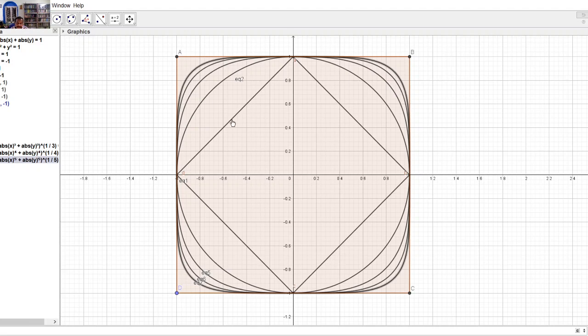So this is the unit circle with respect to 1 norm. This is the unit circle with respect to 2 norm. Unit circle with respect to 3 norm. Unit circle with respect to 4 norm. Unit circle with respect to 5 norm, etc. And this one is the border, the unit circle with respect to the sup norm on R2. So that's a nice experience.